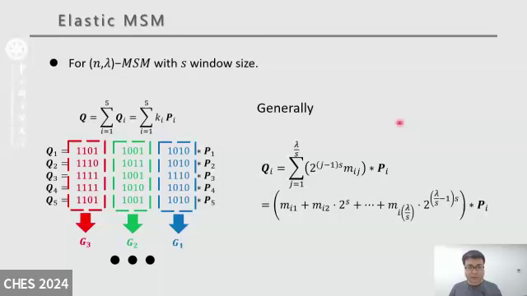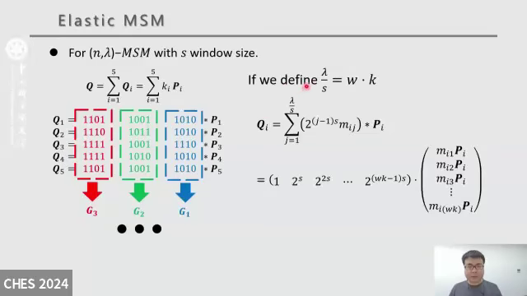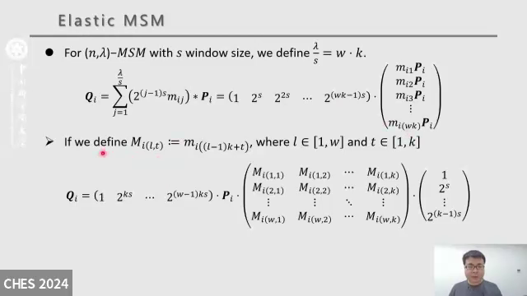Okay, let's see the elastic MSM. Generally speaking, the Q_i can be expressed as this formula. And if we define lambda divided by s equals WK, then equivalently, the Q_i can be expressed as this vector multiplication. If we further define the capital M as this, then equivalently the Q_i can be expressed as this matrix multiplication.